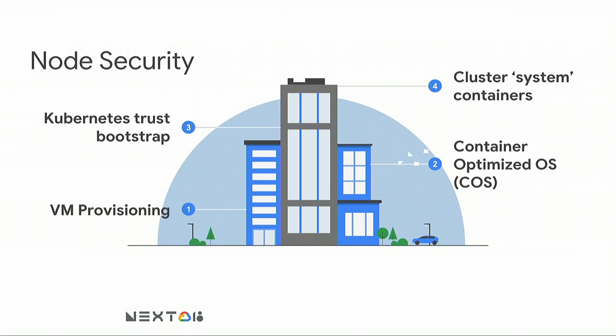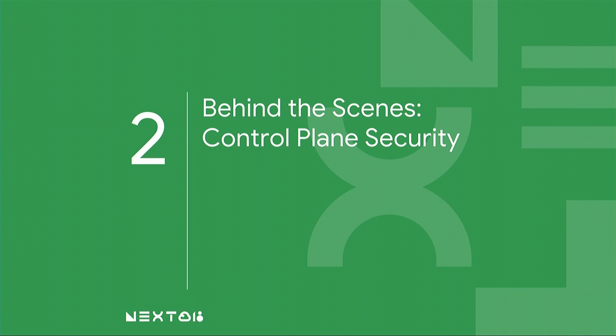So that's node security. We talked about VM provisioning in terms of hypervisor, firewalls, the operating system, kernel hardening, security patching, Kubernetes trust bootstrap in terms of how the CA works, and the system containers and how they're patched and upgraded. The takeaway I'd like you to take from this section is that Google's doing a whole bunch of work here so that you don't have to care about any of this, and you can focus on your application. But the one thing you do need to do is look after your node upgrades. So I'm going to hand it over to CJ to talk about control plane security.